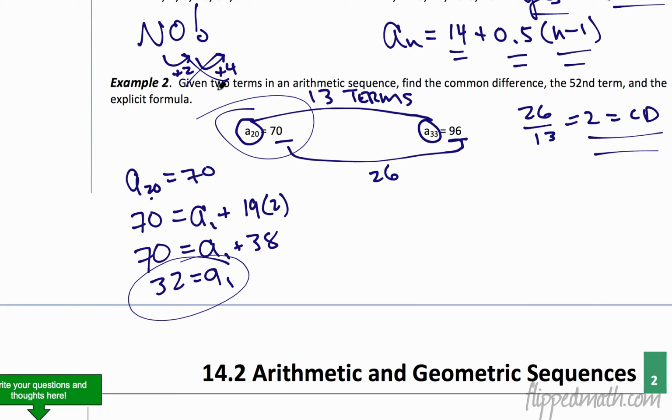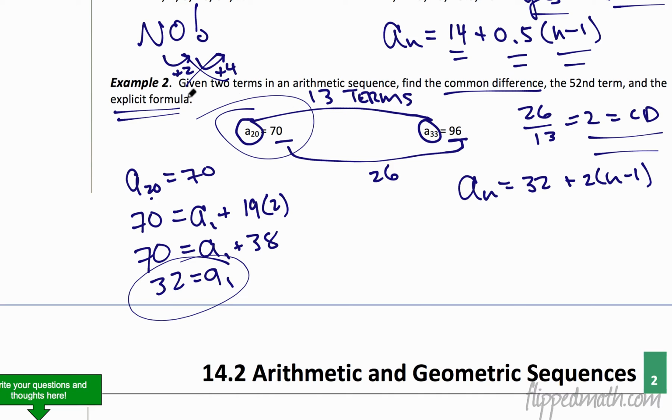So now we can write, what did we do? We found the common difference. The 52nd term, let's try that. Well, let's skip that for a second because that's always easier after we do the explicit formula. So the explicit formula is going to be a sub n equals, we start at 32 and then we add 2 for every term after the first one.